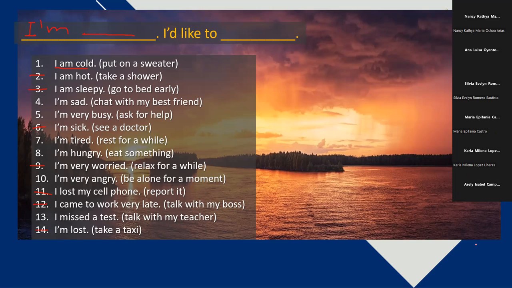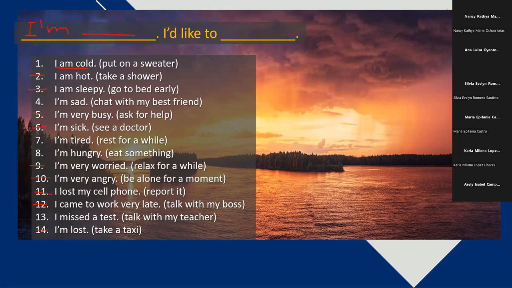Let's see, Carla Milena. Five, teacher. Okay. I am very busy. Sorry, I am very busy. Mm-hmm. I'd like to ask for help. Okay, very good. Adelie? Number 10. Okay. I'm very angry. I like to be alone for a moment. Okay, thank you. Thank you, thank you.